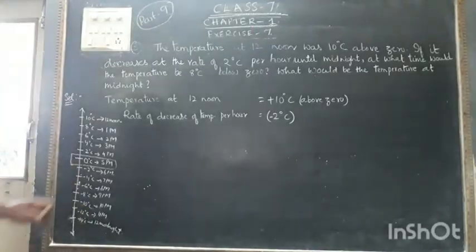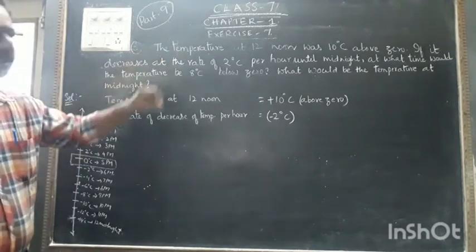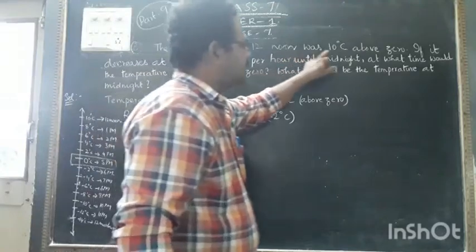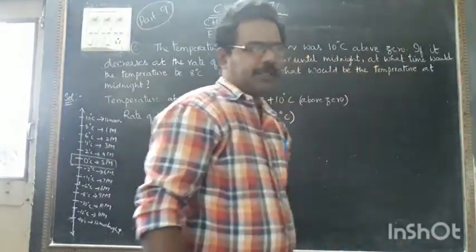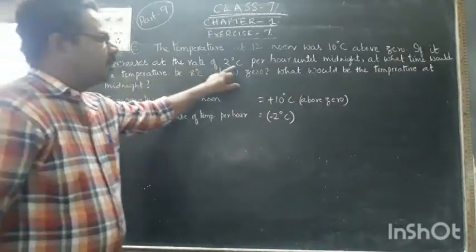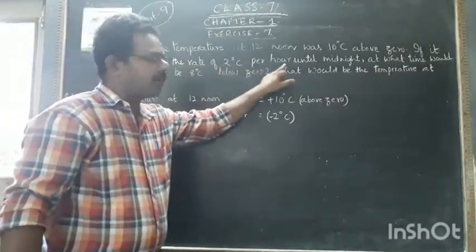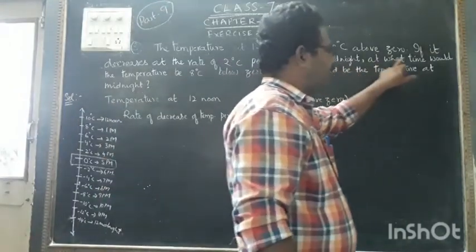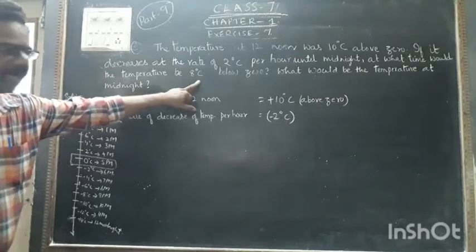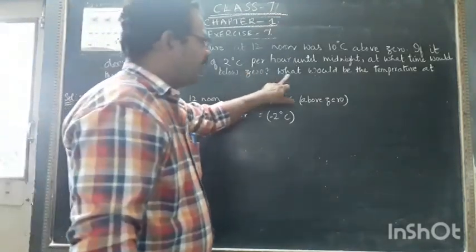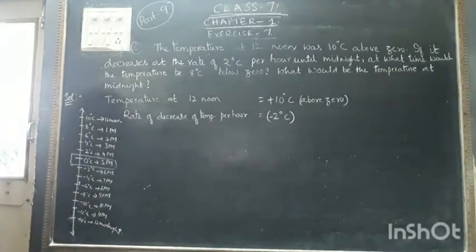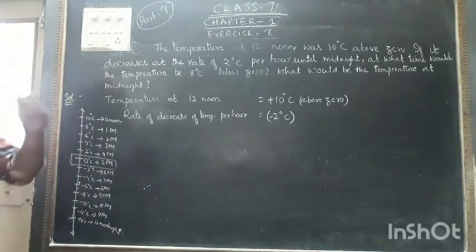Yes, children. Coming to the next sum, the third sum in this exercise. See the sum once. The temperature at 12 noon was 10 degrees centigrade above the zero. If it decreases at the rate of 2 degrees centigrade per hour until midnight, at what time would the temperature be 8 degrees centigrade below the zero? What would be the temperature at midnight? That is the question.